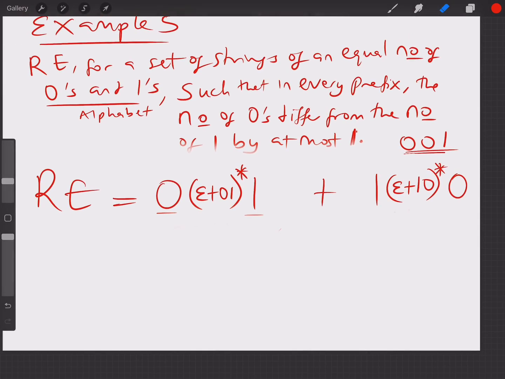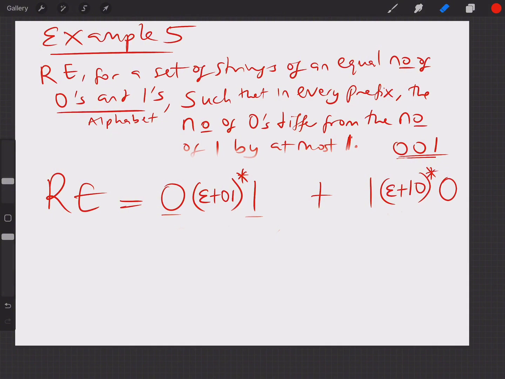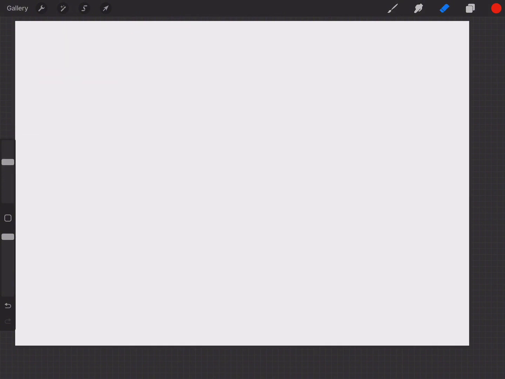I think that gives us strength for regular expression. So maybe I should attempt one more question. One more question. We have example 6.